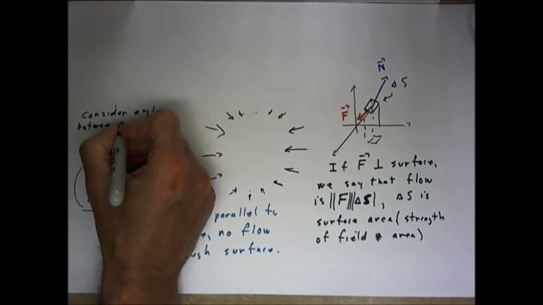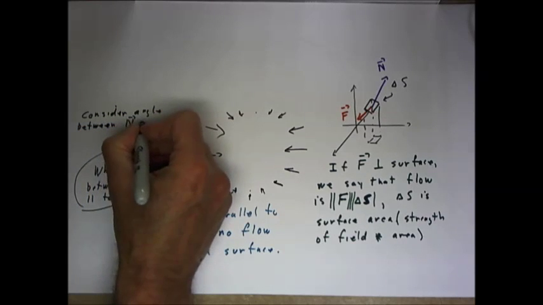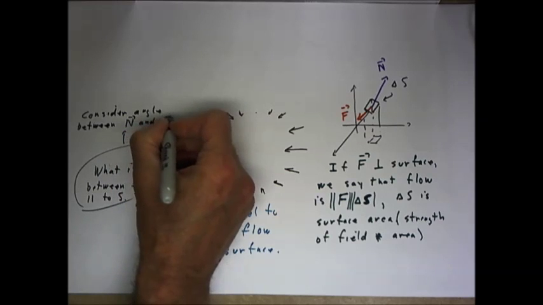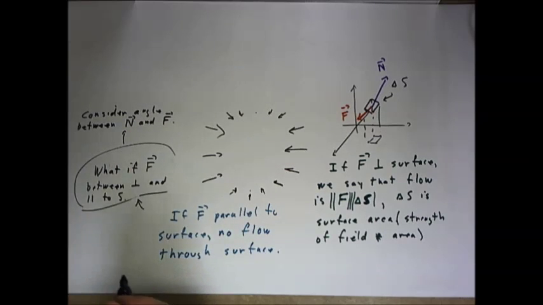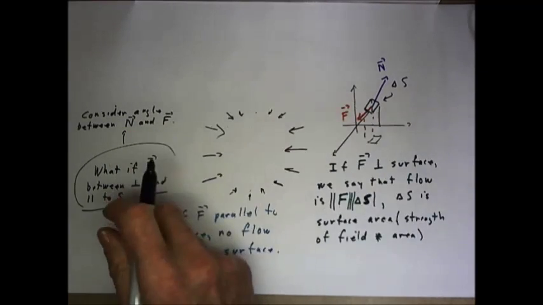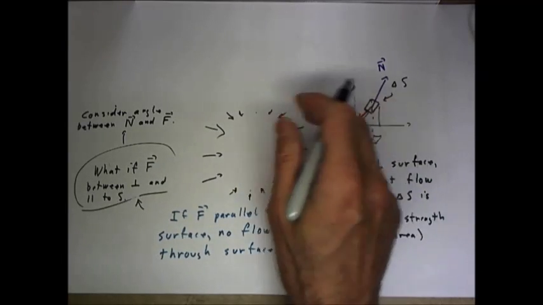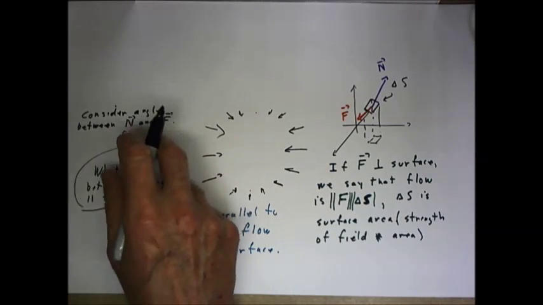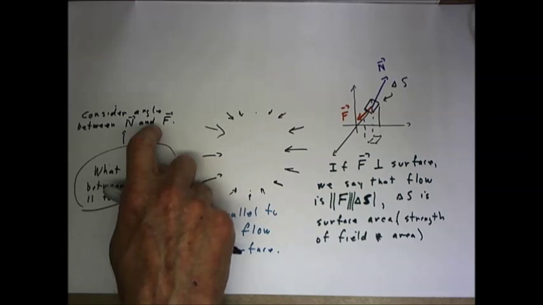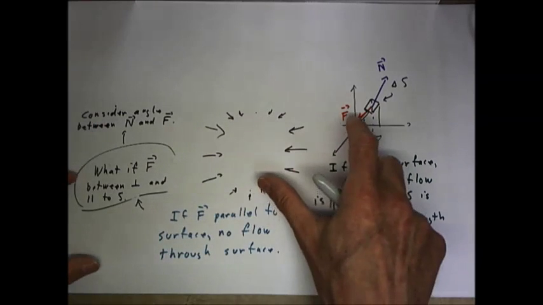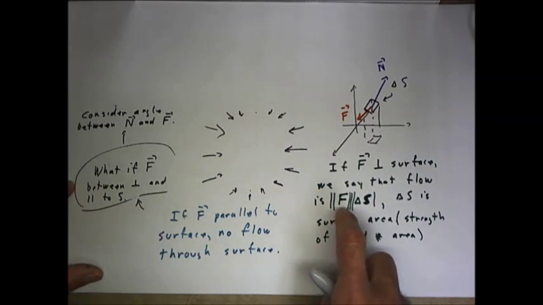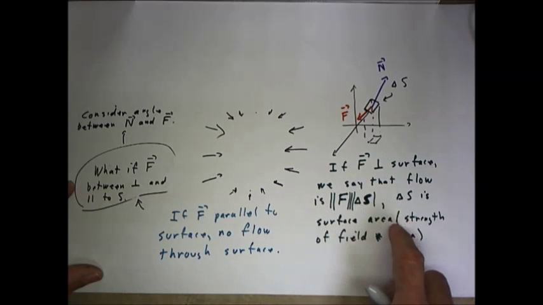between our forgotten normal vector and our vector field. Now, if F is perpendicular to S, then that angle is going to be 0 or 180 degrees. And we're going to get the full amount of flow through the surface. It's just going to be the field strength multiplied by the area.